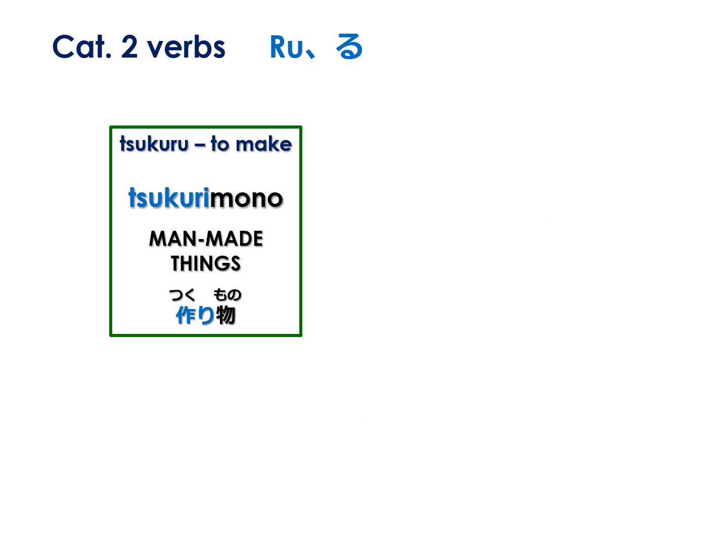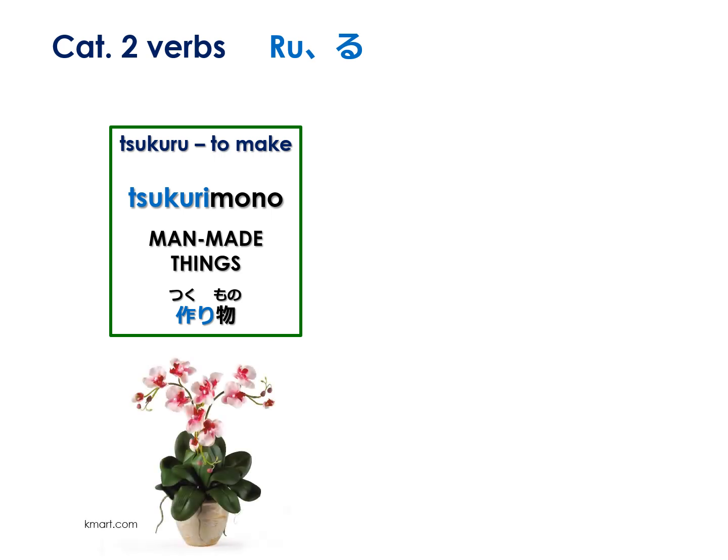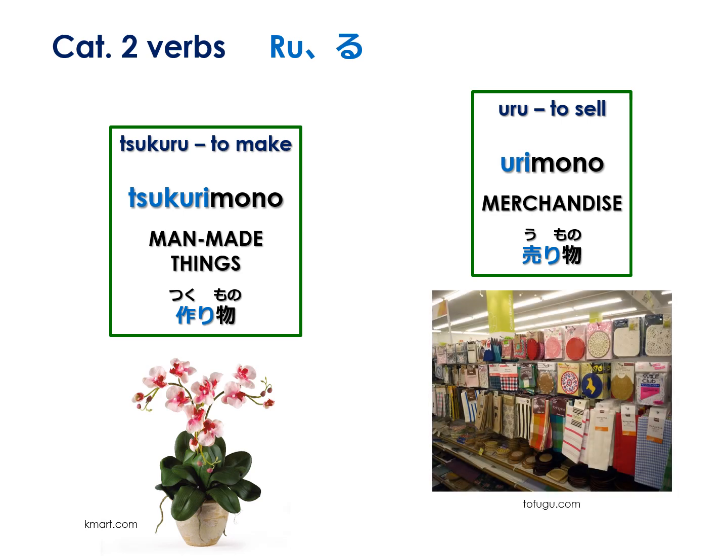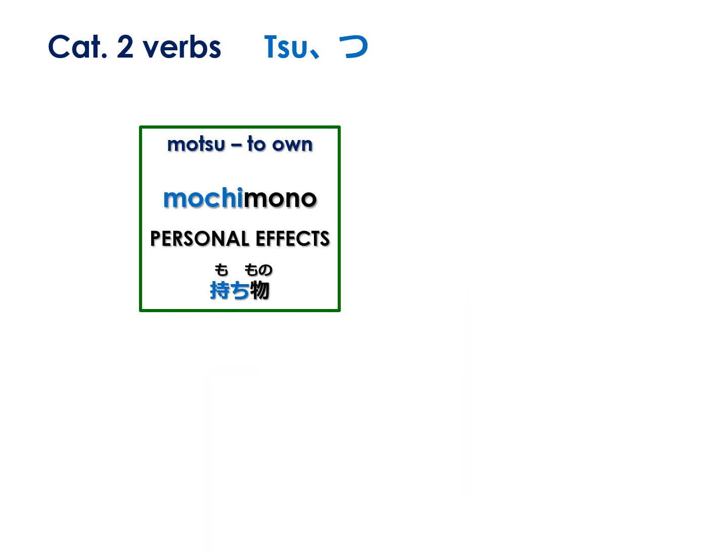Tsukuru means to make. Tsukurimono means man-made things or artificial products, decorations, a sham or imitation. Here you see an artificial orchid, which is a tsukurimono. Uru means to sell, and urimono means merchandise or things that are for sale. And we had this earlier too.